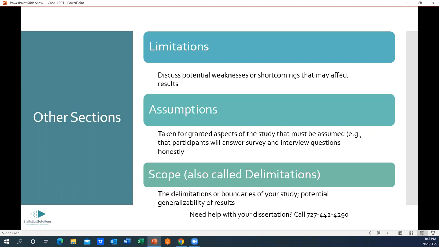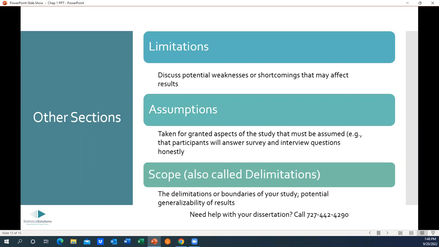You would just note that in the limitation section, right? And discuss maybe some ways how you might mitigate, prevent, or reduce that potential bias. And there are ways to reduce researcher bias.